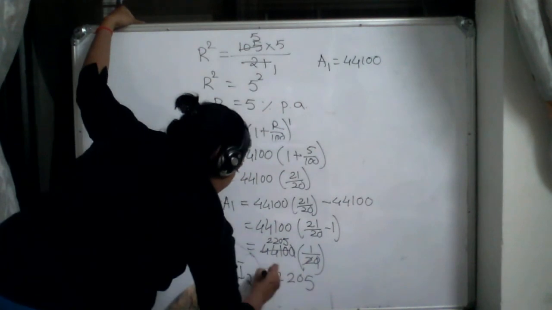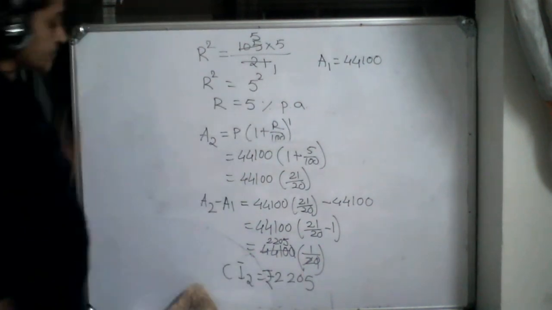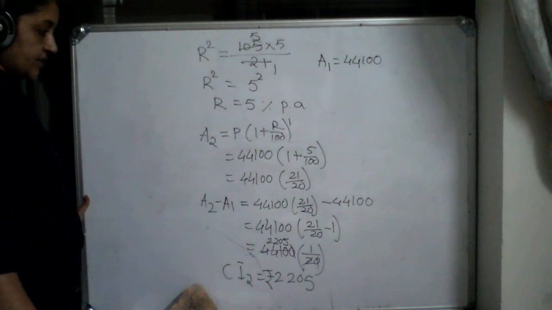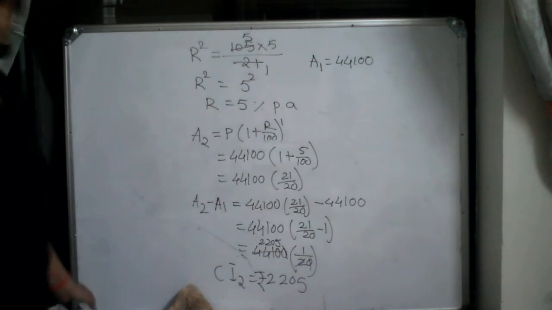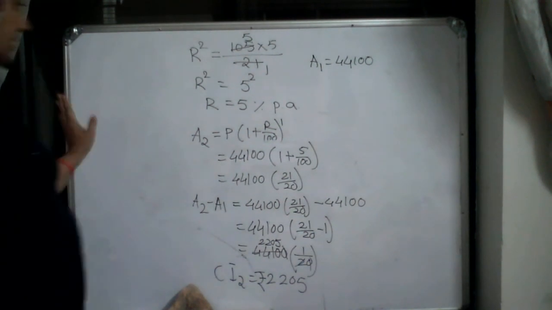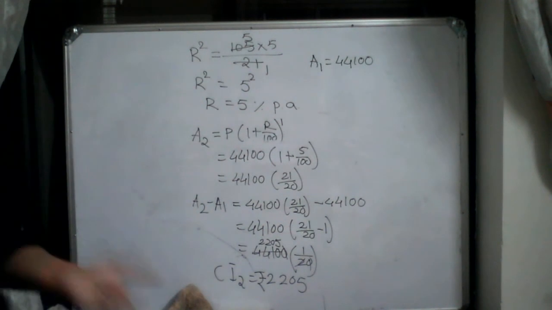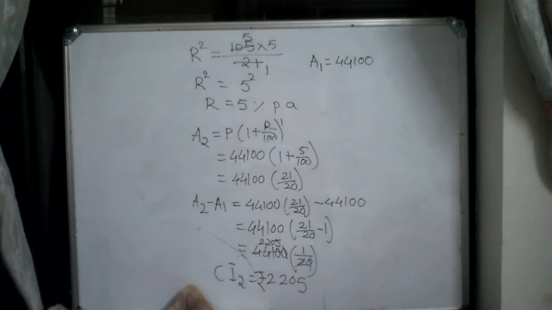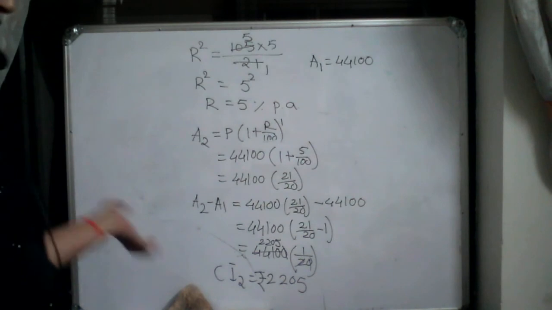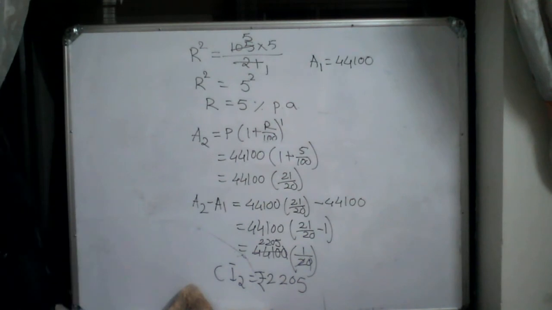So the CI for the second year will be 2205 rupees. Now these are a kind of higher order thinking questions. You may first sit and think thoroughly, and if you have any doubts from this explanation or the solution, you can definitely let me know.